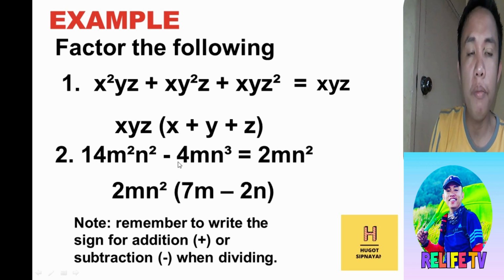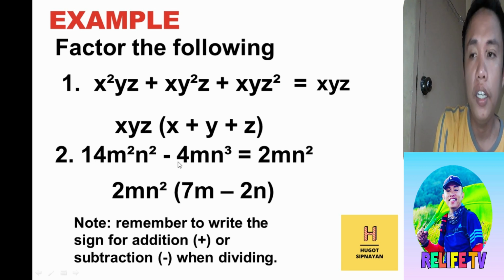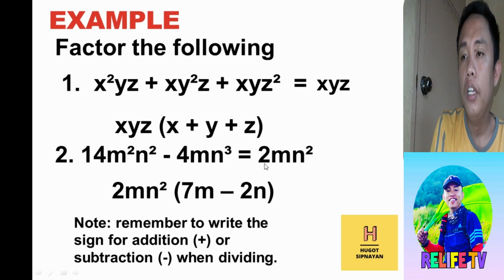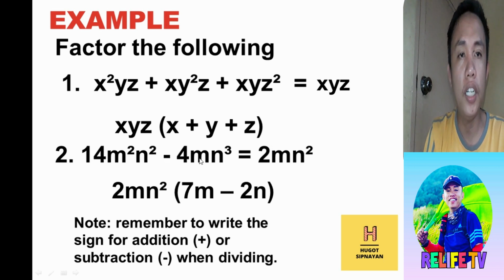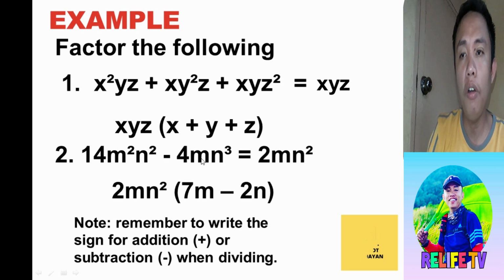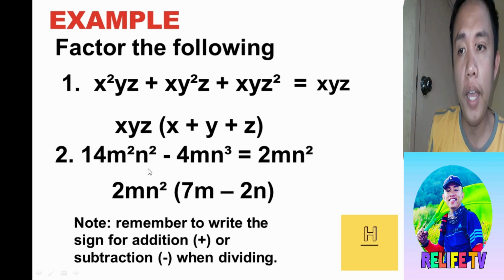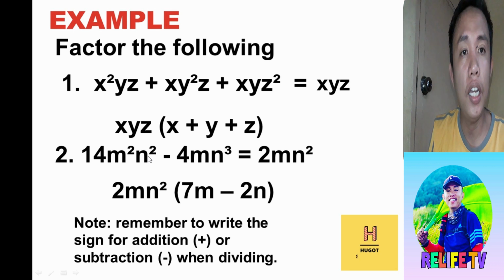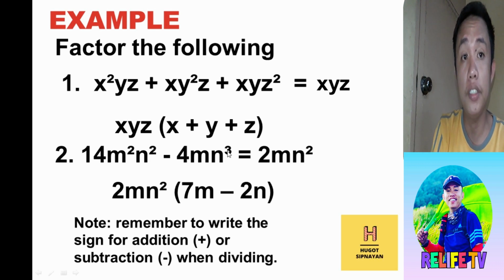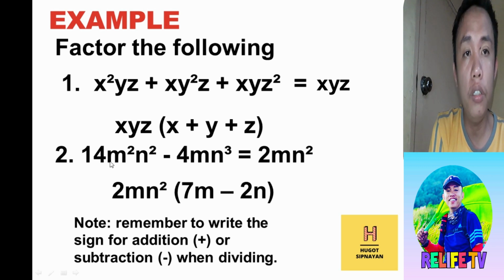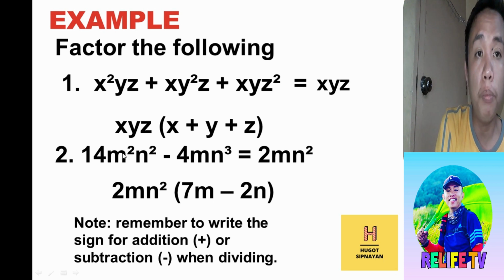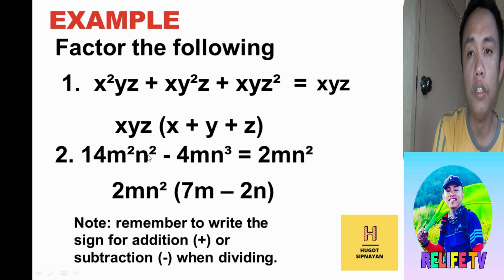Let's apply the same rule dun sa ating second example. We have 14 and 4. So, ang common natin sa 14 at saka sa 4 ay 2. Kaya po nakuha natin yung 2 dito. We have m squared. We have an m. So, definitely, lowest exponent natin for m is m. In terms of n naman, we have n squared, we have n cubed. Ang lowest exponent po natin ay n squared.